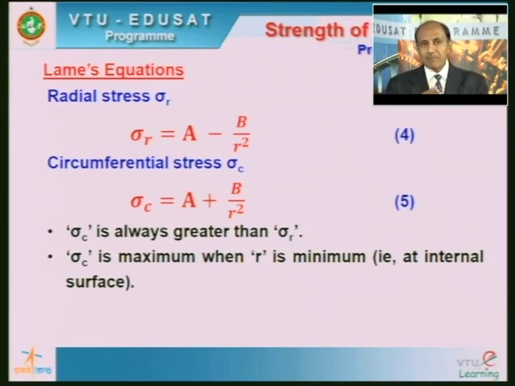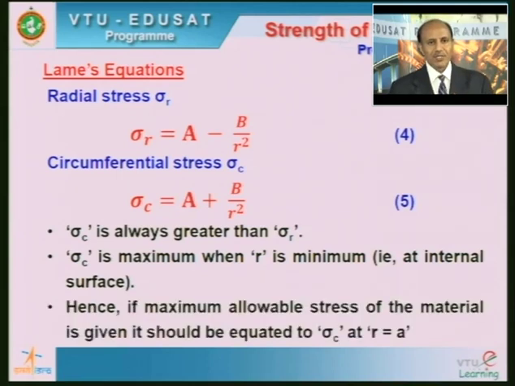So, R is minimum at the internal radius. When you put a smaller value there, the value of sigma C increases. That suggests that the circumferential stress is maximum at the internal surface, and the value of sigma C is minimum at the outer surface.